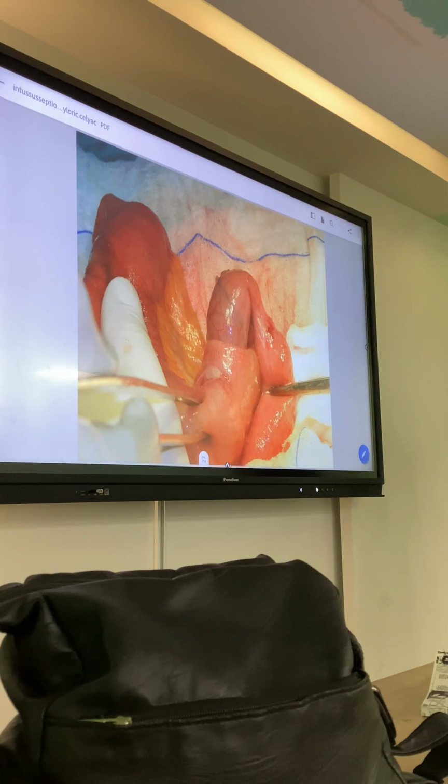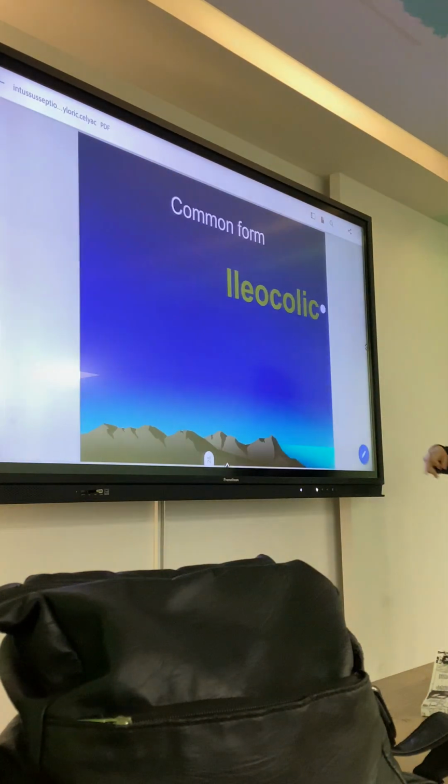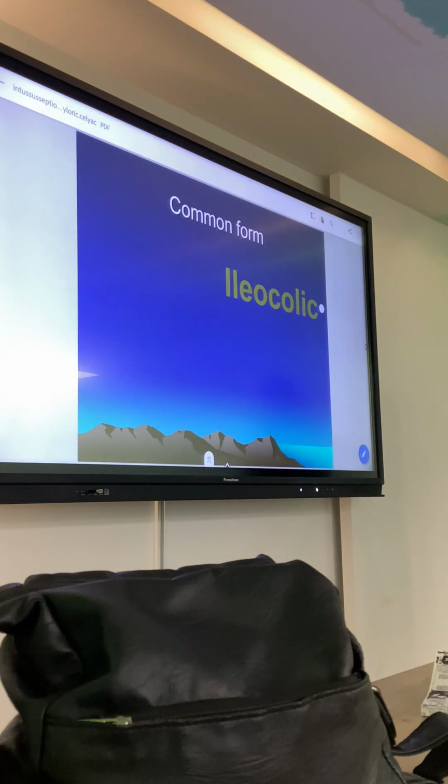The surgeon goes to the operation room and tries to pull them out of each other. You can see. Maybe after surgery it happens again, recurrent. Is it possible? Yes. Maybe they go into each other again. This is surgery for these children. The common form is ileocolic.